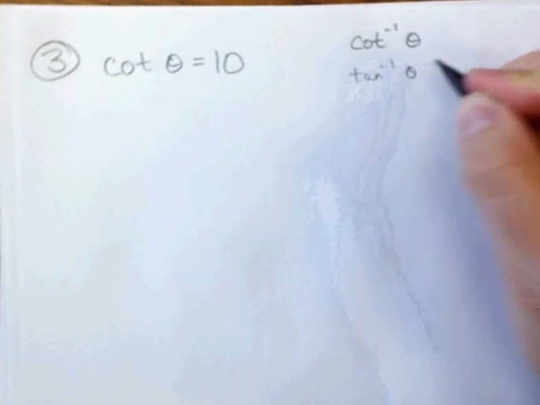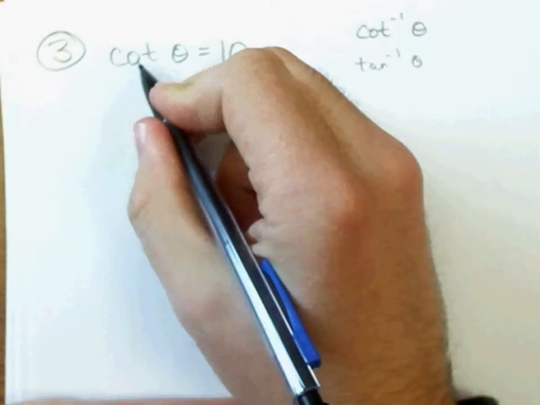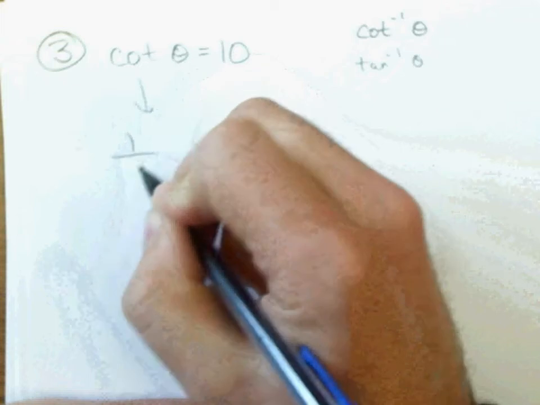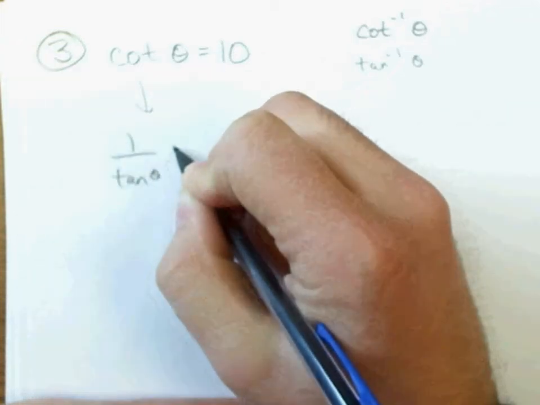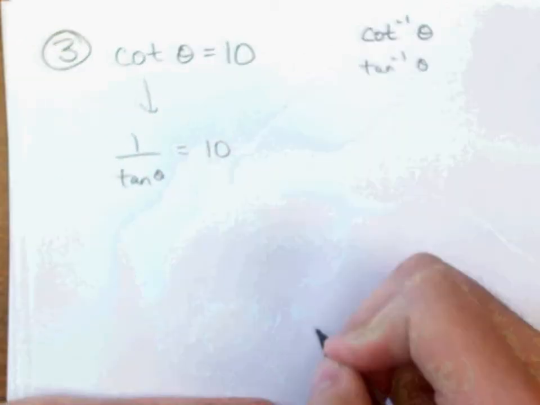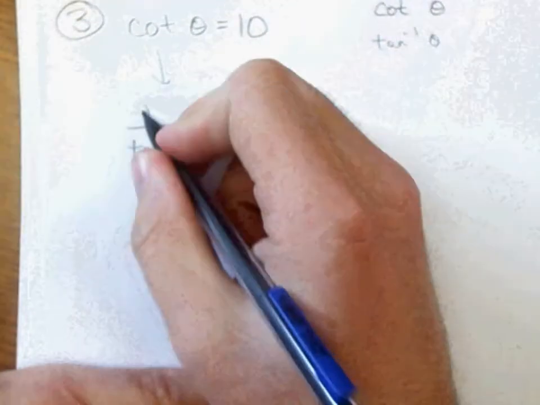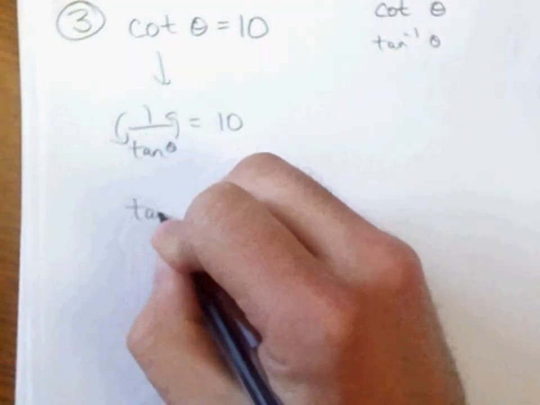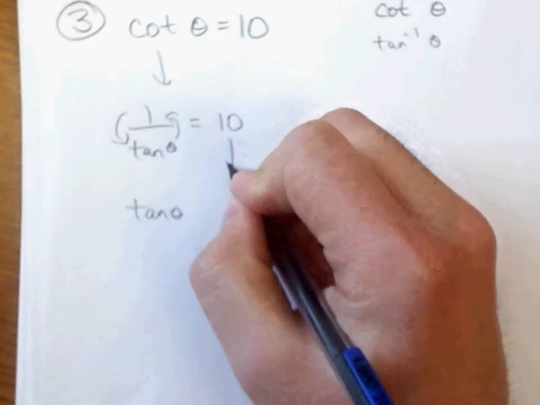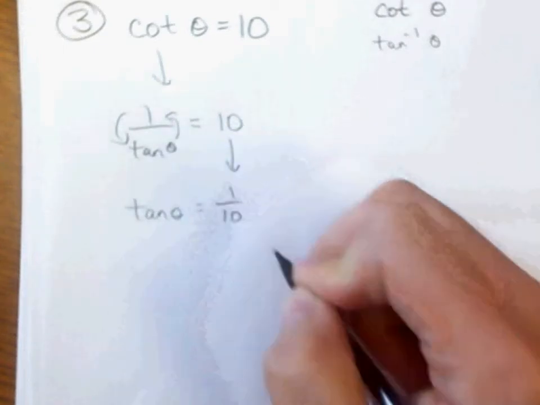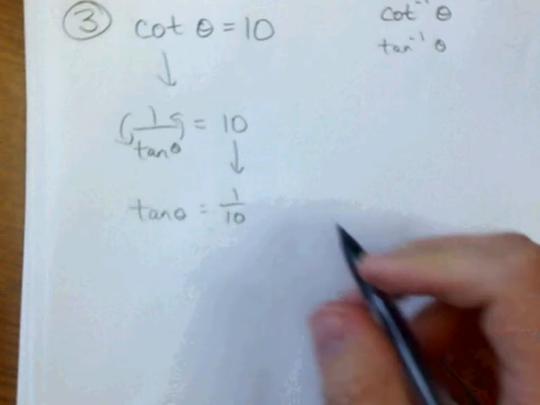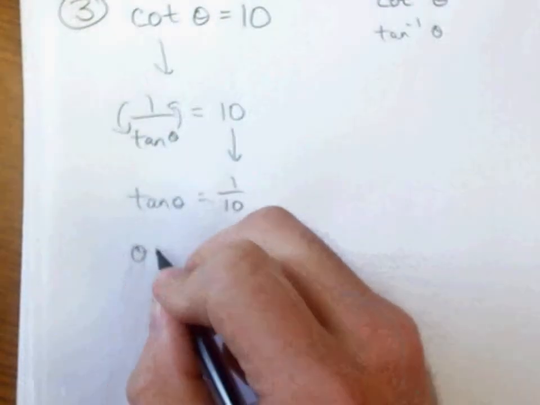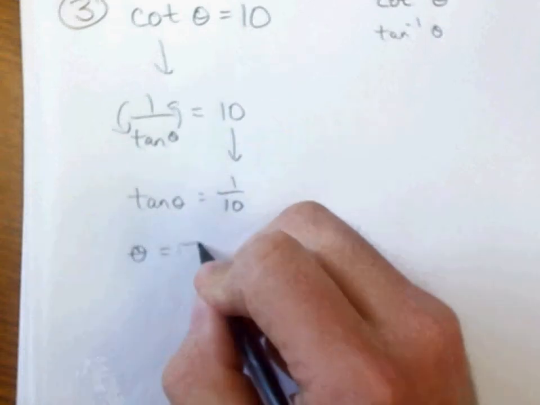So we're going to use our reciprocal identities to rewrite this as 1 over tangent theta equals 10. And because we don't want this fraction here, we will take the reciprocal, and that turns that into tangent theta. And this 10 will become 1 over 10. I took the reciprocal of both sides. And from this point, to get theta, I just need to do inverse tangent of 1 over 10.